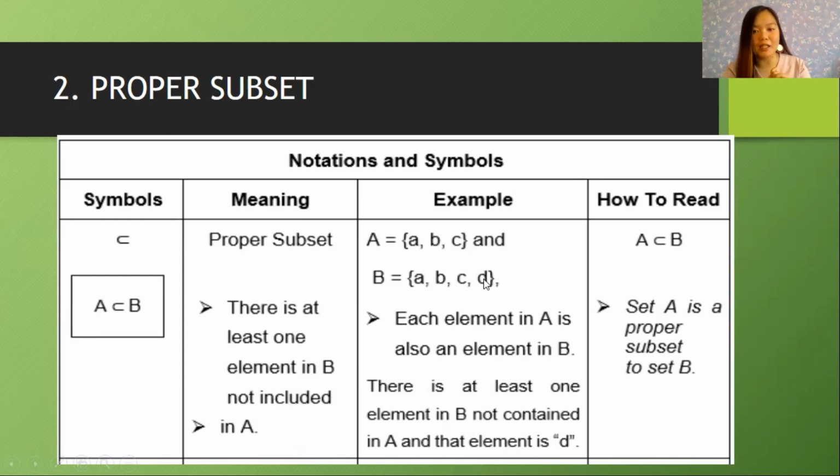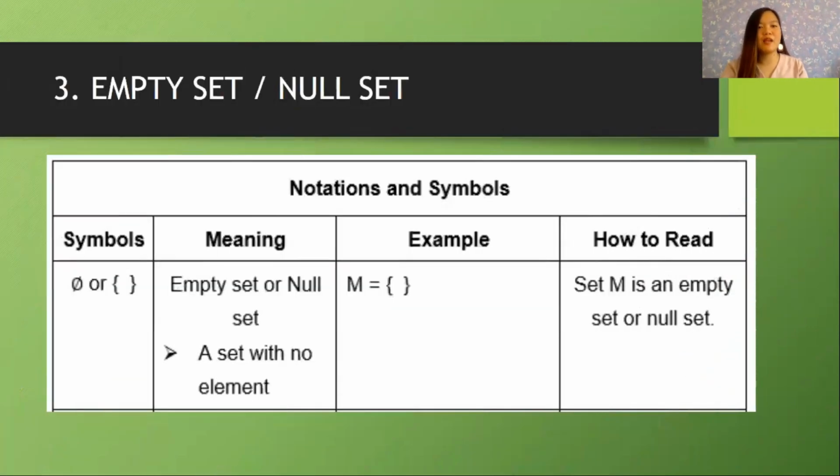Correct. It's letter D. Therefore, even if there is more than one element left over, or for example, D and E are left, it is still a proper subset because the elements inside A are also the elements in set B, but there is at least one element that is not included in A, so therefore it is a proper subset. Now, how to read? Set A is a proper subset of set B.